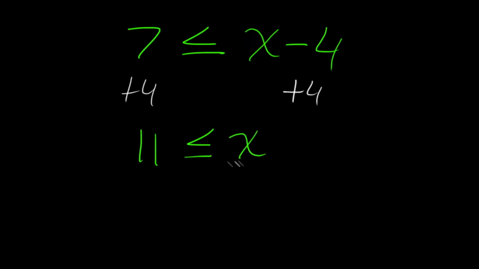Now, while this is technically accurate, I always suggest reading the solution from the x side, because subconsciously, when we see the less than sign, we might accidentally graph to the left on the number line. However, if you read this from the x side, instead of 11 is less than or equal to x, it's truly that x is greater than or equal to 11. So let's rewrite it that way. X is greater than or equal to 11.